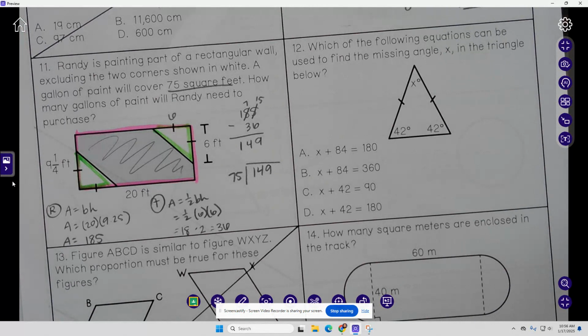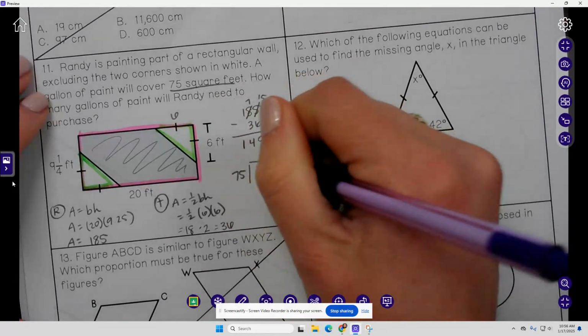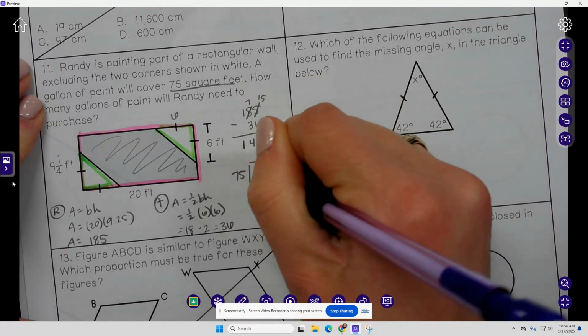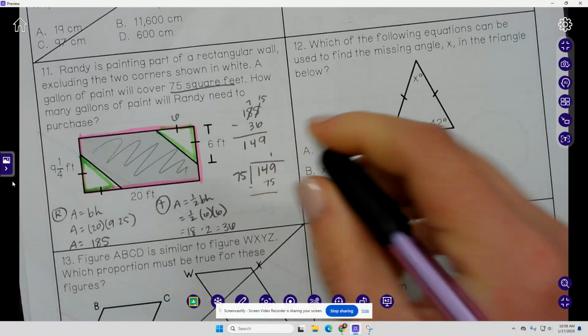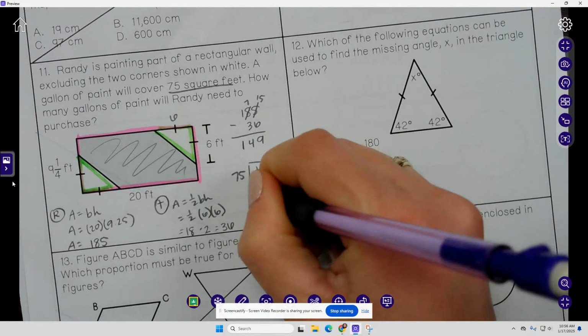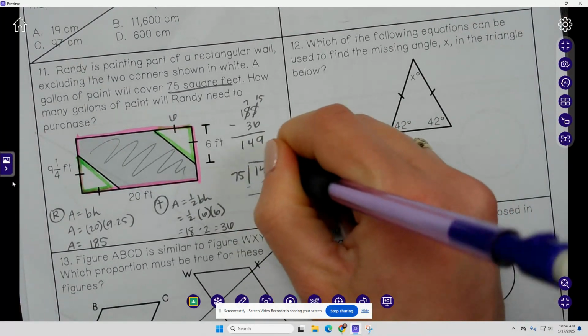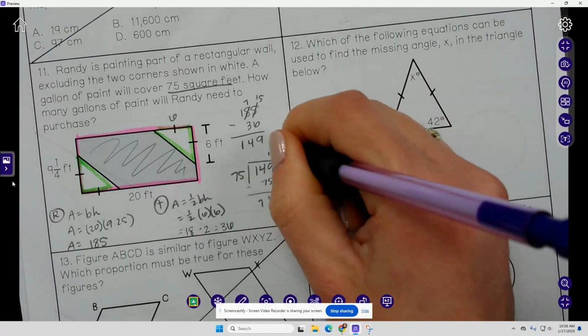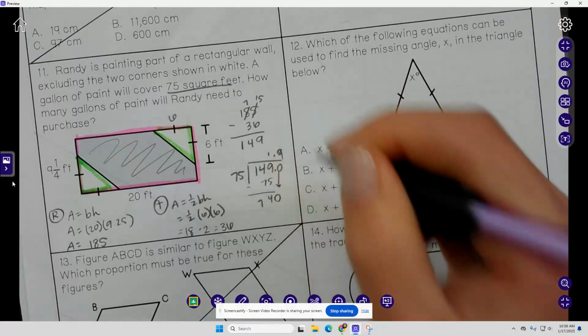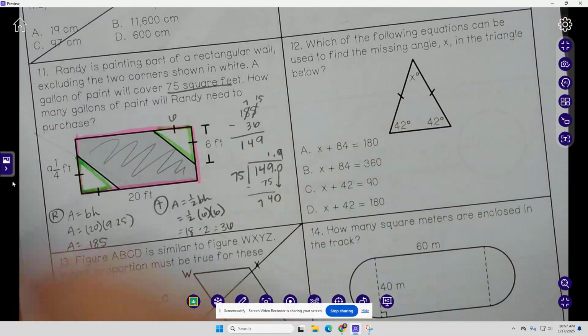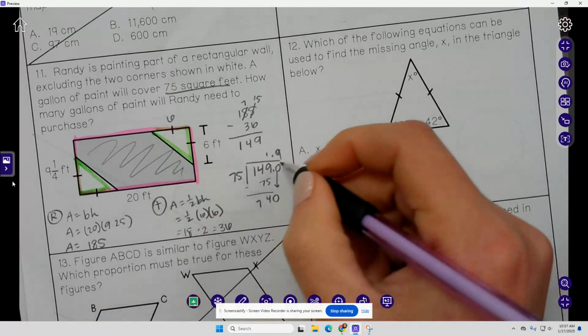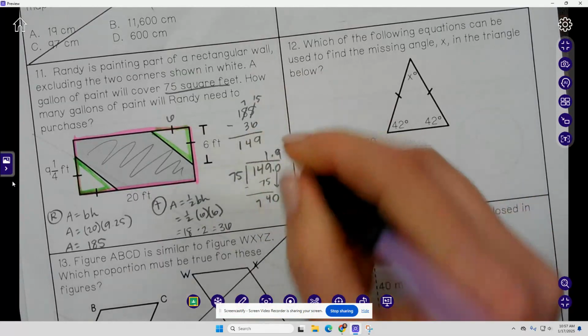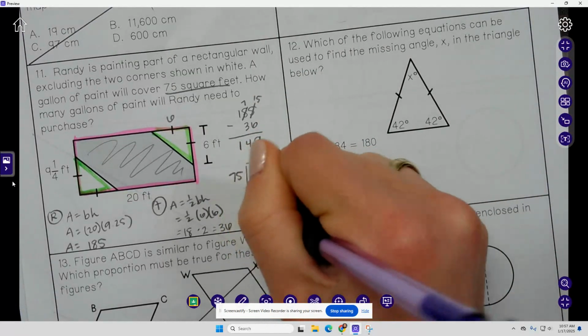75 can go into 149 one time. When I subtract, I get 74. I add a decimal and a 0. 75 can go into 749 times. And the question is asking you to round to the nearest whole number. So 9 makes the 1 turn into a 2. So 2 gallons.